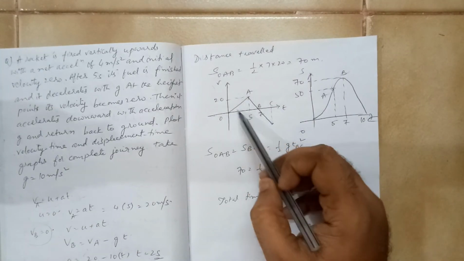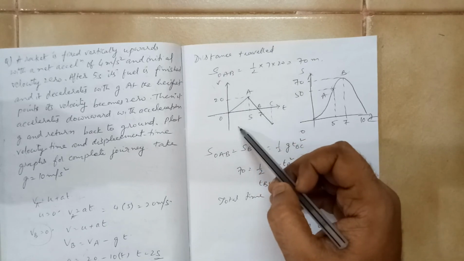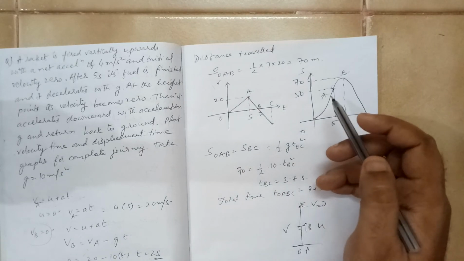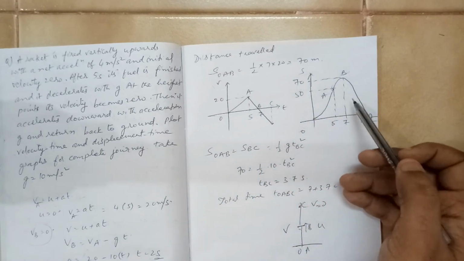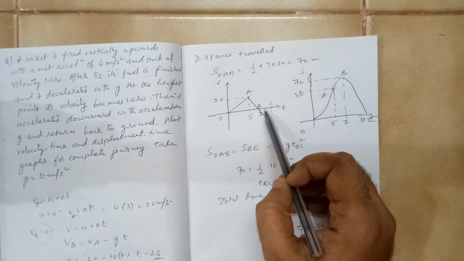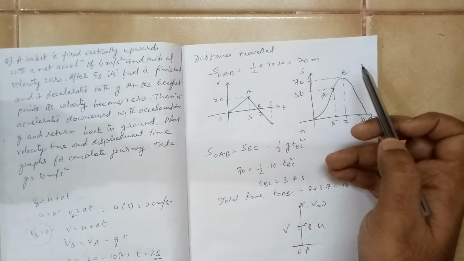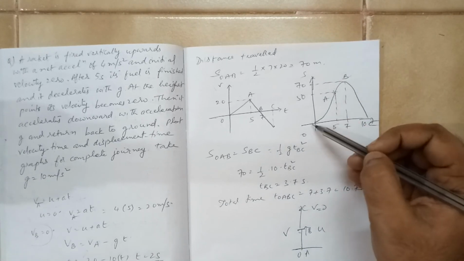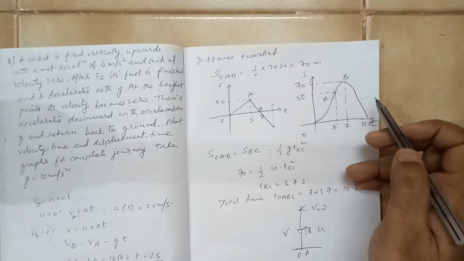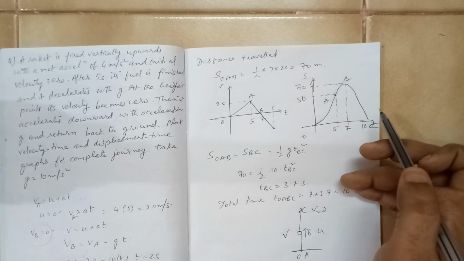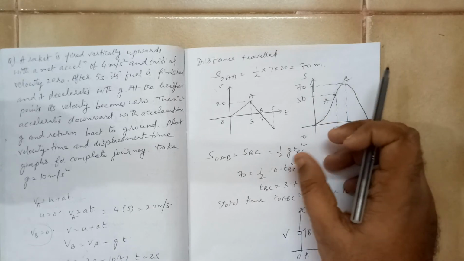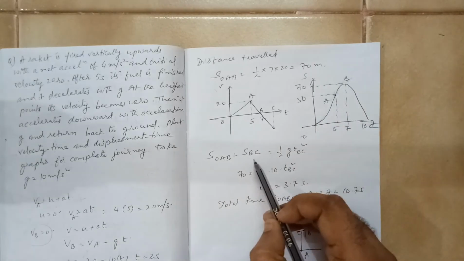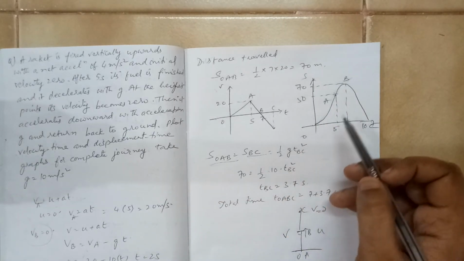For OAB we have found that it is 7 seconds. If I find the area, I can find the distance traveled on path OAB. The base is 7 and the height is 20, so you get 70 meters. So it has traveled 70 meters in OAB. Obviously, on reaching 70 meters it has reached the highest point, so the backward journey will also be 70 meters only. So S_BC is equal to S_OB, which is 70 meters.